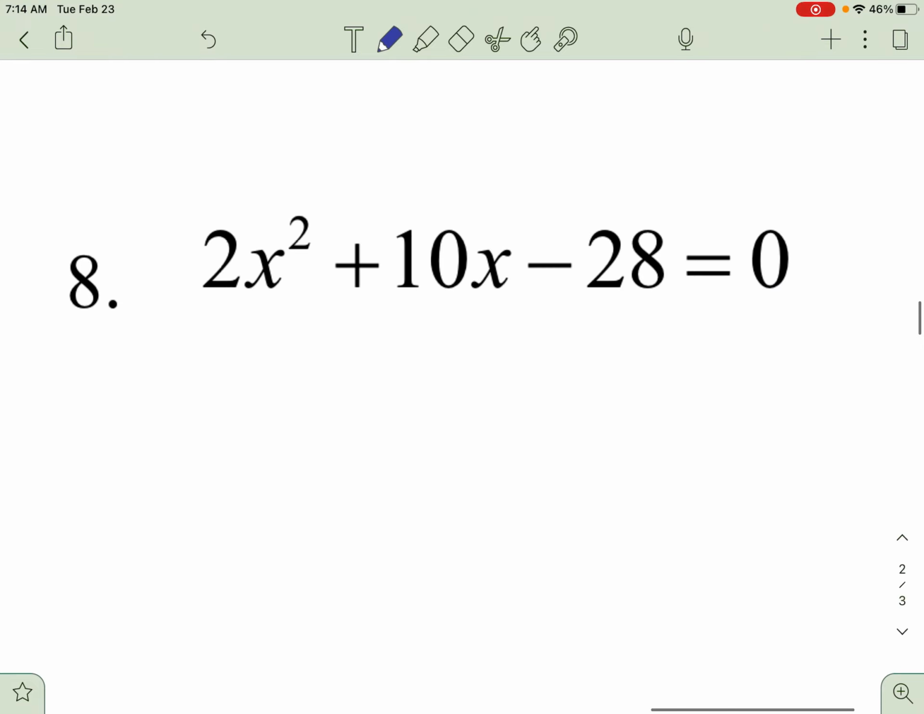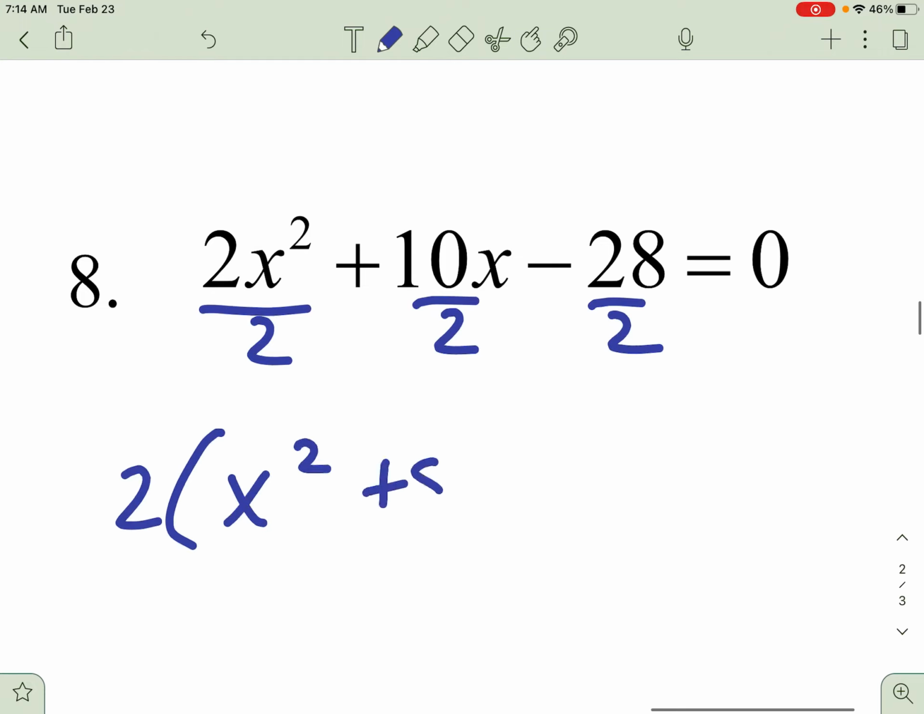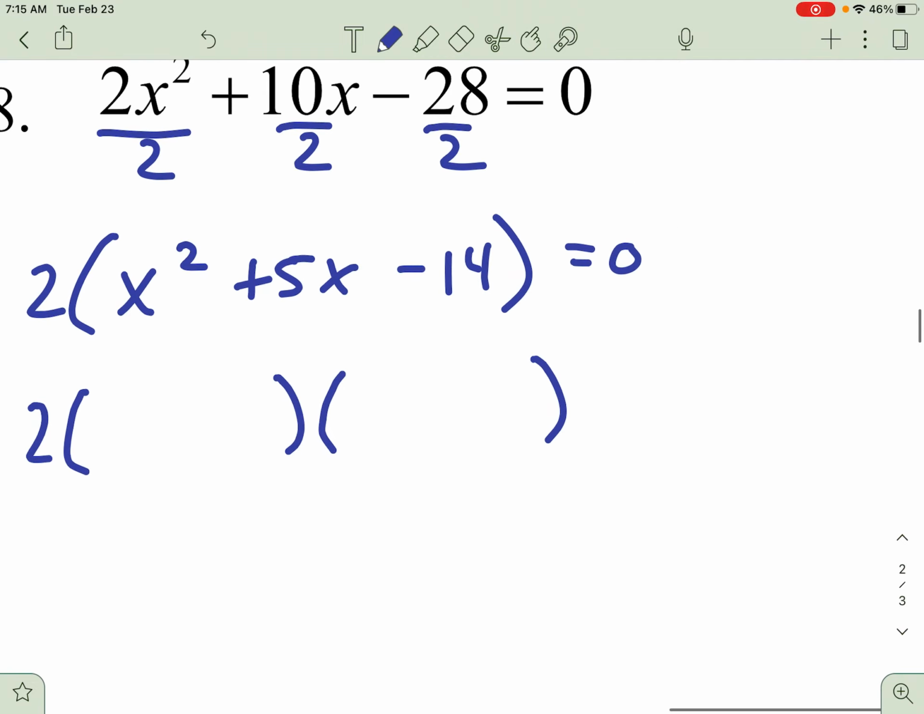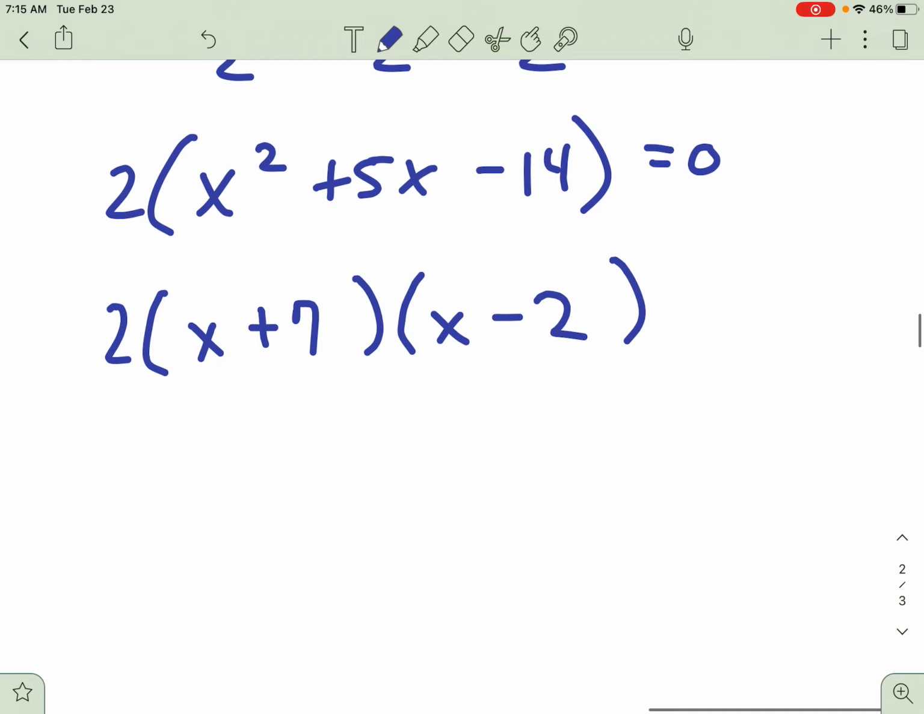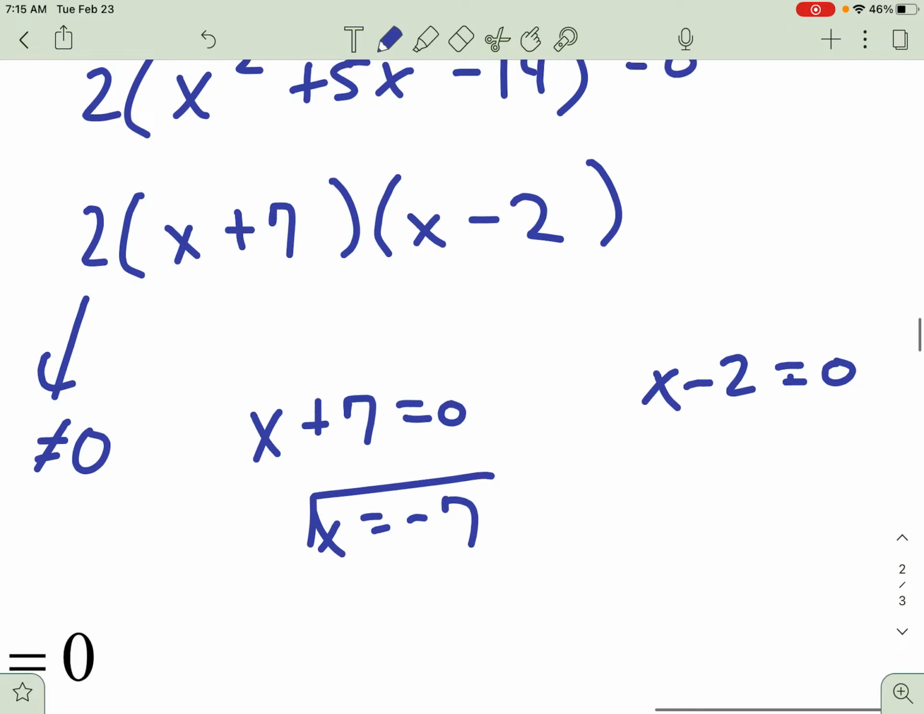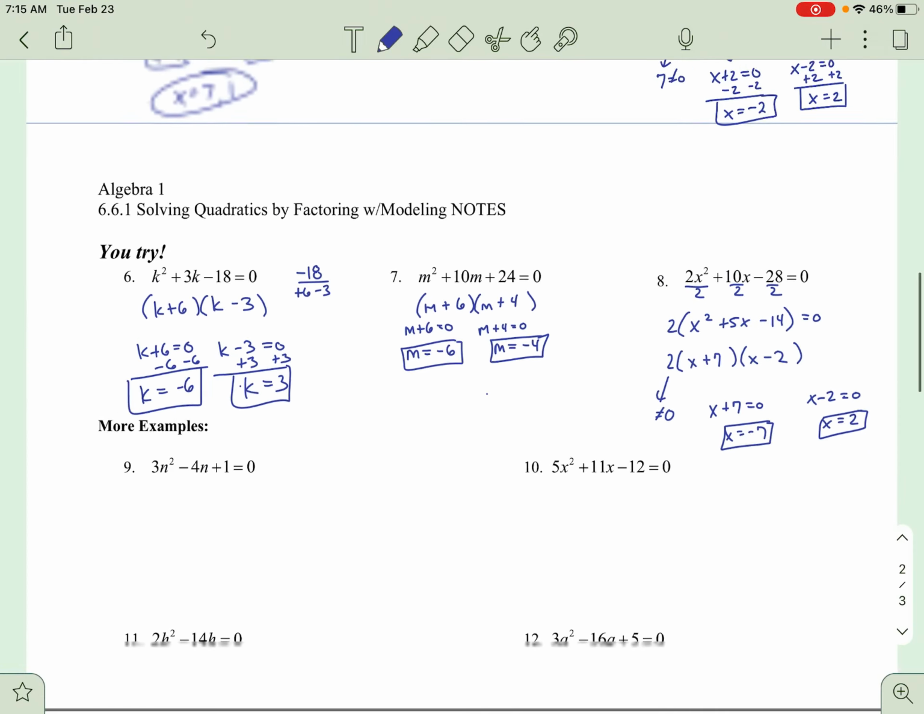Okay. And number 8, they have a GCF. Okay, so let's see, it would have to be a positive 7 and a negative 2. That would give you a negative 14 and a positive 5. And then again, this does not equal 0. So we don't have to worry about that one. But then x plus 7 equals 0. And x minus 2 equals 0. Which means that x would be a negative 7 and a positive 2. Okay? So that's how you do 6, 7, 8.